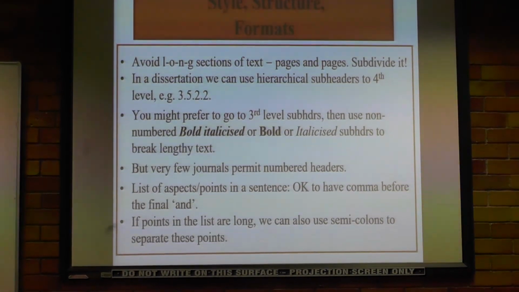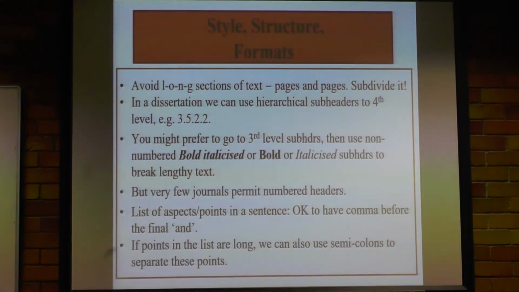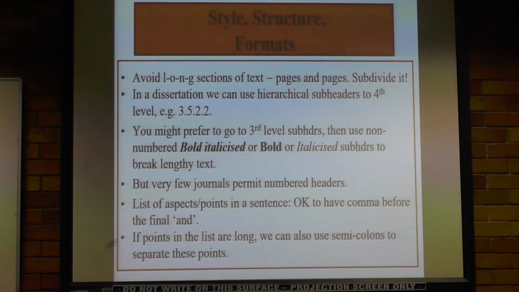Now avoid, especially in a literature study, a long section of text that rambles on and on. You are allowed to go in your dissertation up to 4 points in hierarchical numbering, right down to like 3.5.2.2. Some people don't like going that far. They are happy with 3 points. And then there's a lovely way of subdividing it, which is also a cue and a prompt to the reader. Before a section, you can put in a word which gives that theme.